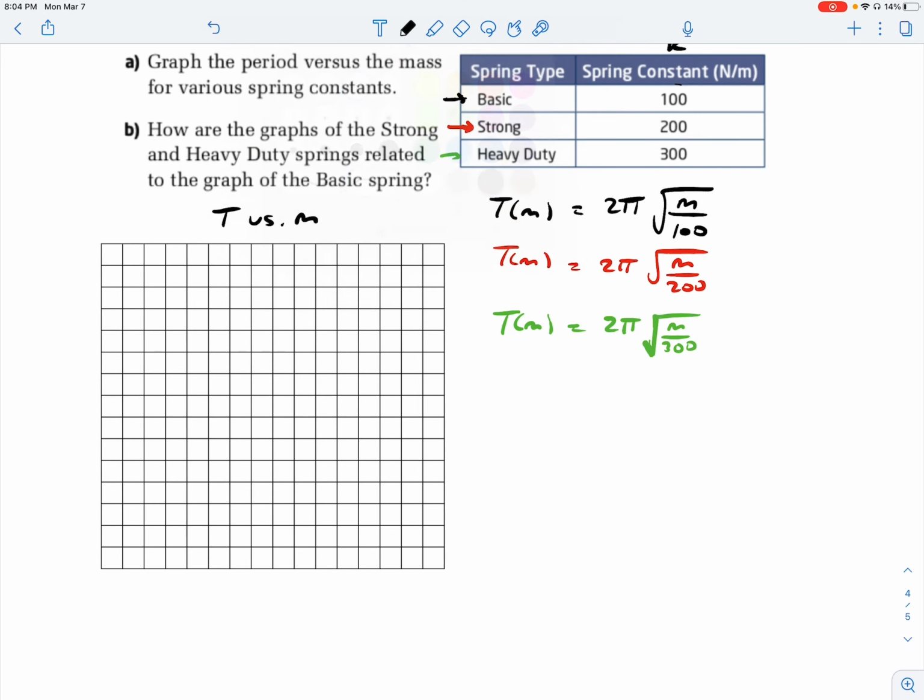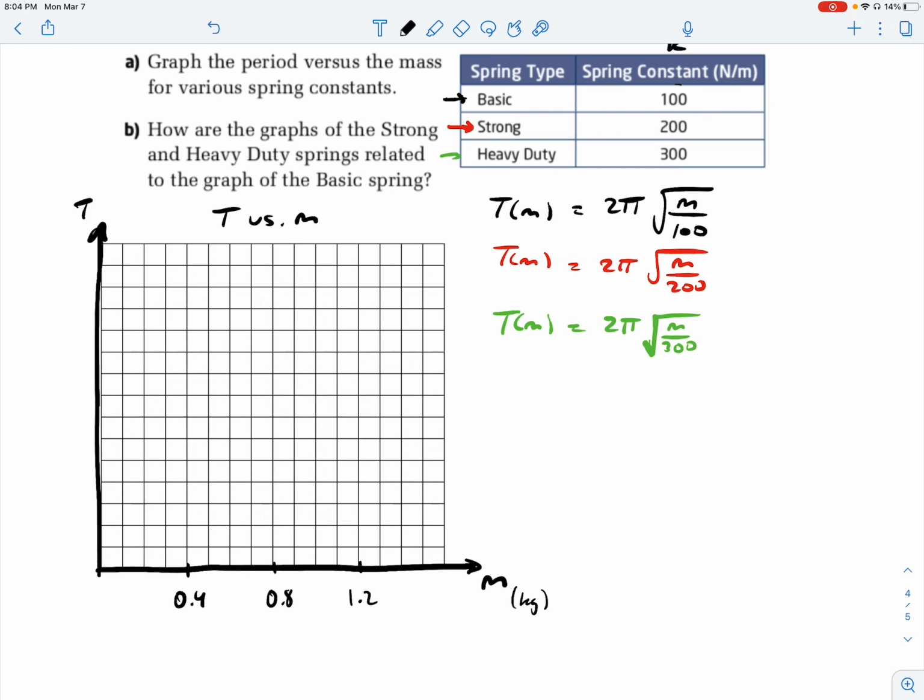Okay, let's get ready to do our graphs. We'll do the t-axis here, time. Our independent axis is m. I've already graphed this, so I've seen some values for it and I know how to set this up. We have 0.4, we can do 0.8 here, and then 1.2 there. That's the mass in kilograms. So we're starting at 0, then we have 0.4 kilogram, 0.8, and then 1.2.